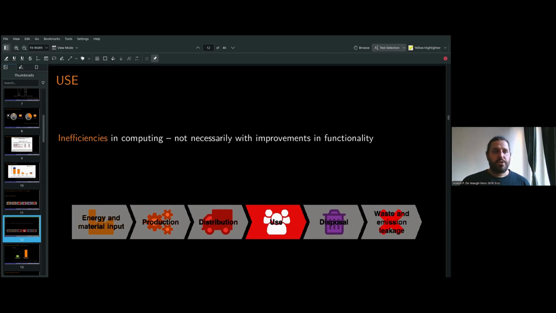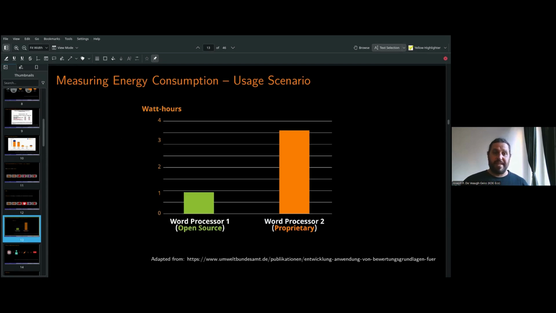We can talk about use in terms of the inefficiencies in computing, which is not necessarily an improvement in the functionality. And to illustrate this, we can look at an example of the energy consumption of two software products. This is from the German Environment Agency, in which they compared various software products doing the same thing, called a usage scenario. They do the exact same thing and then measure the energy consumption to perform that task.